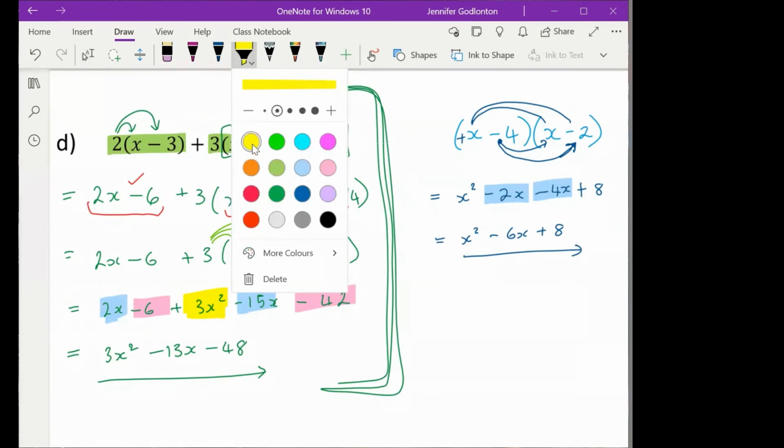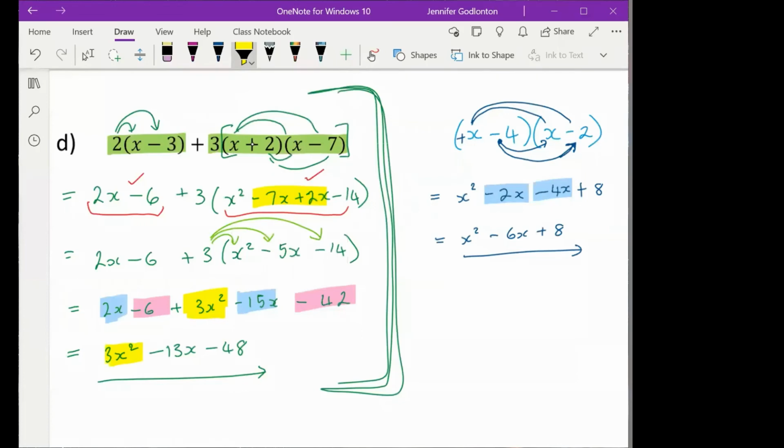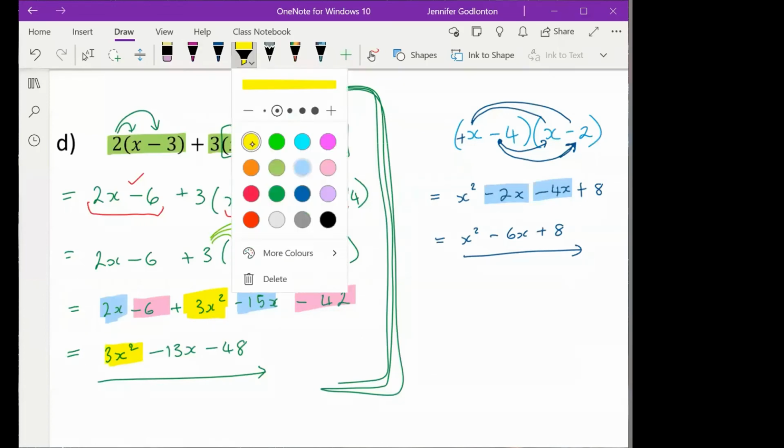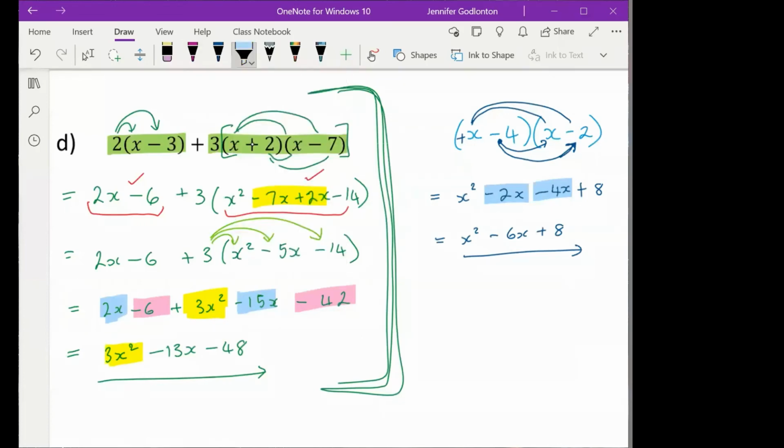Okay, so what we're looking at here is how we got that 3x squared. Then for our x's we had 2x minus 15x, which gave us negative 13x. And then for our numbers, we had negative 6 minus 42, which gave us negative 48. Well done for getting the blue, guys.